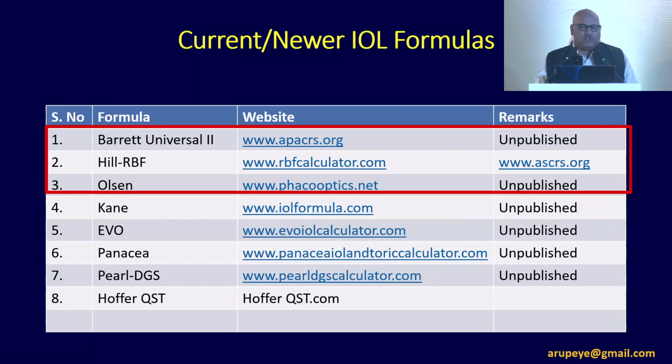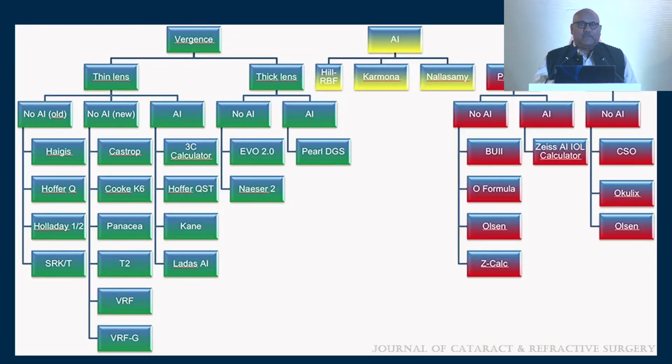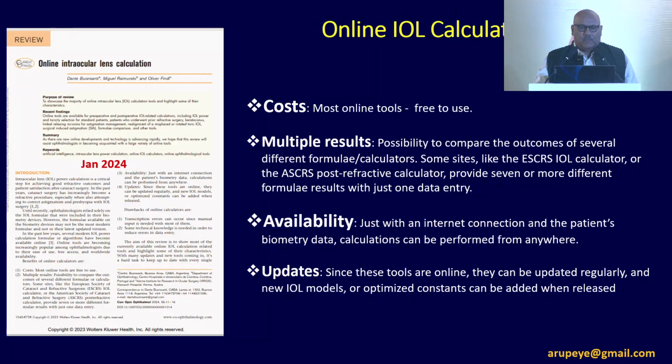These are the formulas we have been using for the last couple of years: Barrett Universal 2, Haigis, Hill-RBF, Olsen, and then there are new kids on the block: Kane formula, EVO, Panacea. At the beginning of this year, there was another classification. I think it looks very intimidating, but it is a very systematic classification. I'm not going to go into it, but there are a lot of formulas that are available, and I always do an online calculation. I don't depend upon the IOL formulas which are there in the particular biometer.